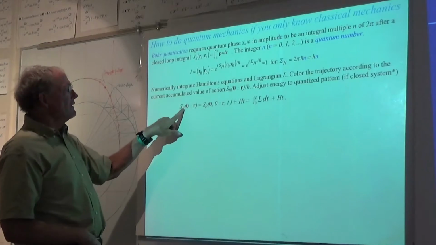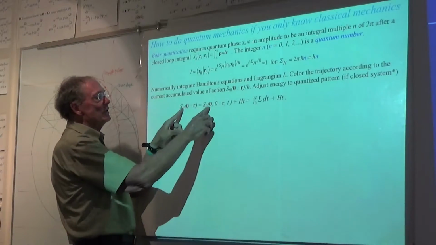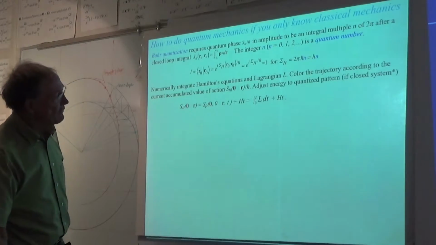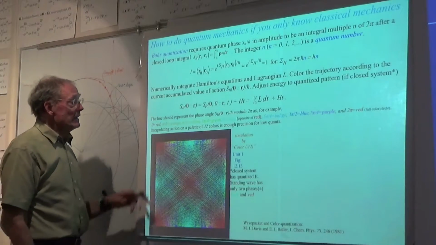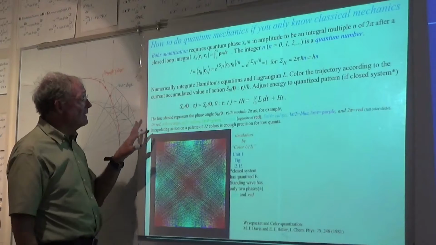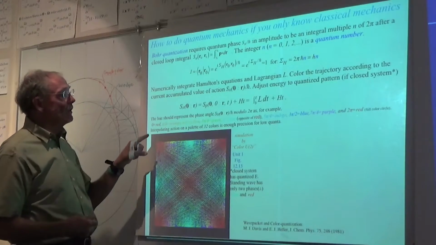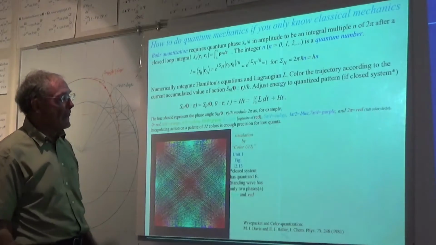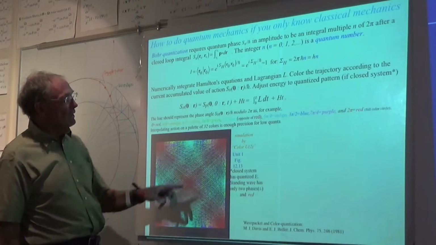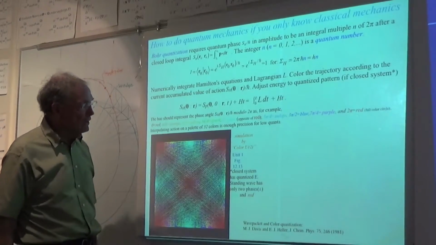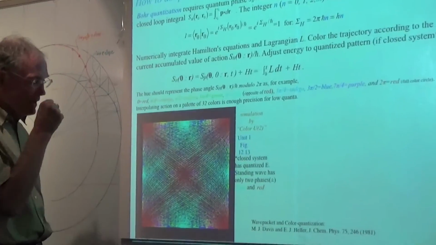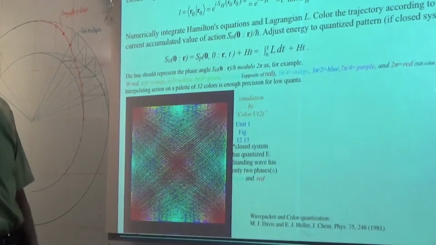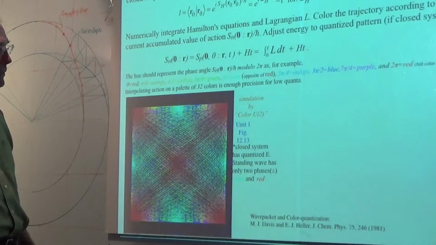This is Hamilton's action. This one has got both space and time in it. These are minor details that we'll work out. But here's the basic idea: you simply run a classical trajectory, but you color it as it goes according to how much you've got in the integral of L dt. This is a simulation in a program we call Color U2, which is based on an idea by Michael Davis and Rick Heller, that they did at Los Alamos while I was there.